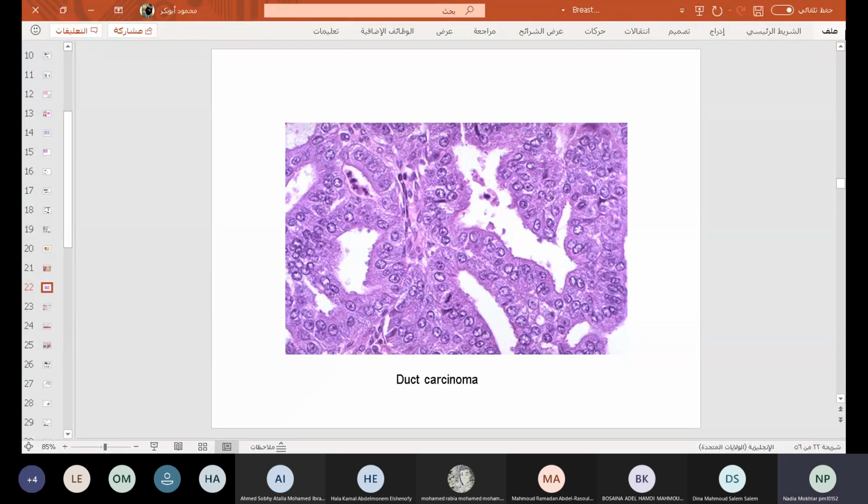Duct carcinoma. The ducts here are lined by malignant cells. They are crowded back to back. They show pleomorphism, hyperchromasia, and all the features of malignancy. So this is duct carcinoma.